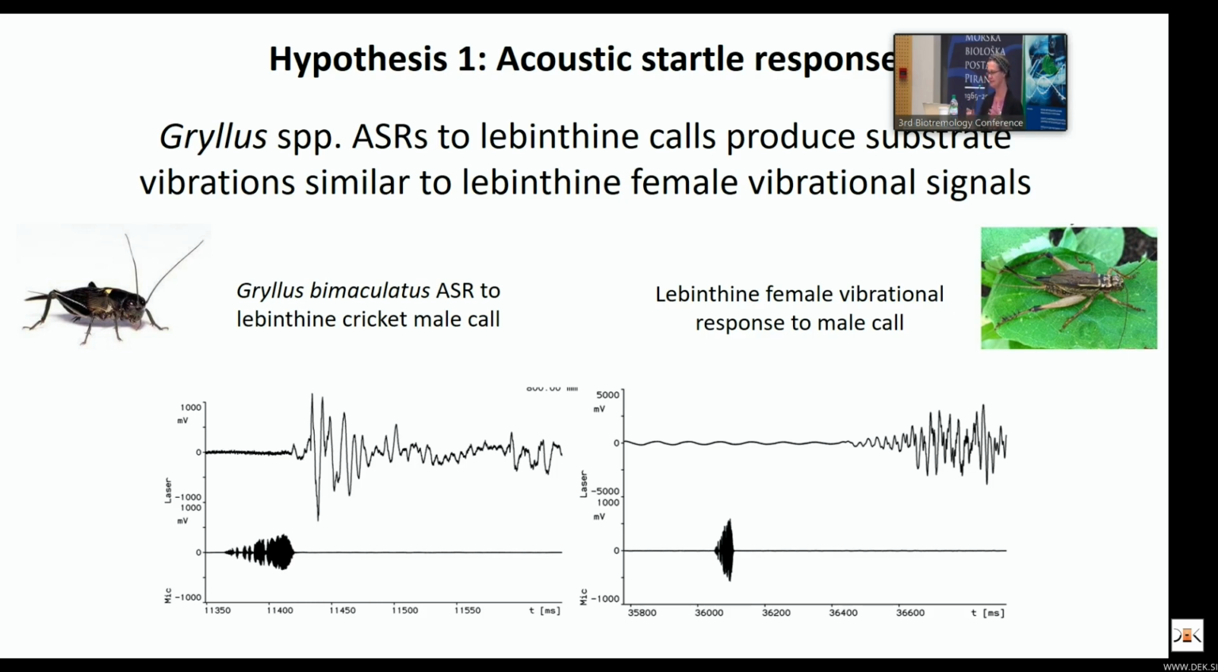So this figure is an example of a Lebinthine male song on the lower trace, which is a high frequency sound. And the upper trace is a laser vibrometer recording of the vibrations that were generated by the startle response of that cricket. And then for comparison on the right, what we see is the same male call and the female vibrational reply that occurs within this species.